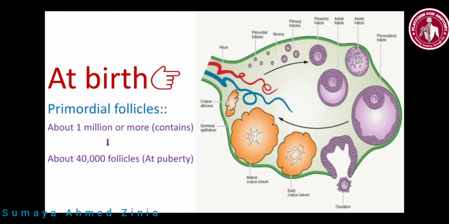At birth, primordial follicles: the cortex contains about 1 million or more primordial follicles. Before puberty, most of the primordial follicles degenerate and disappear by a process of apoptosis. But about 40,000 follicles persist at puberty and exhibit some periodic changes during reproductive period of life.